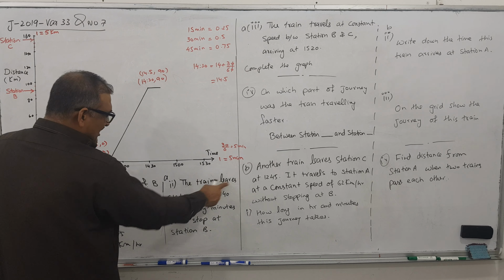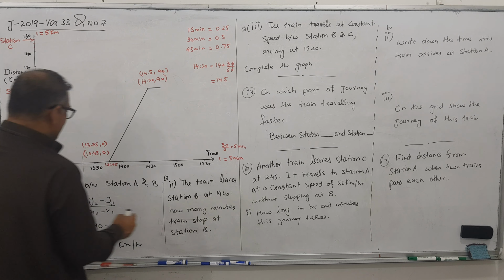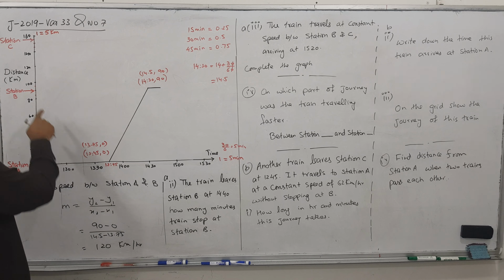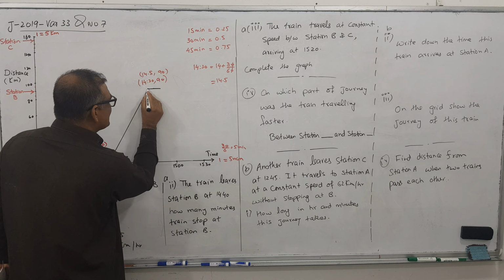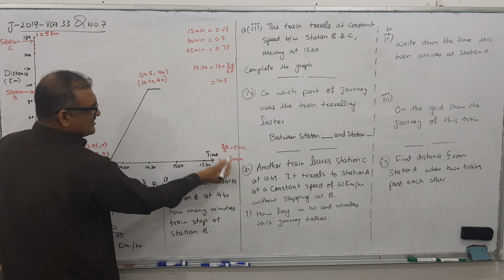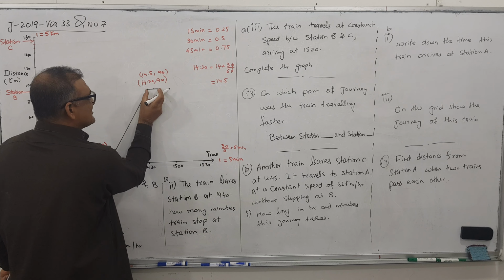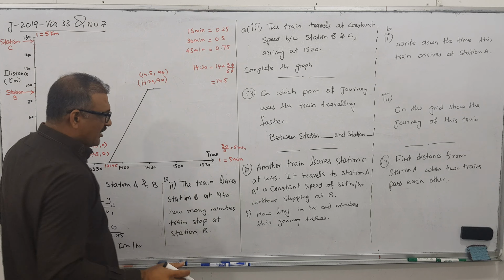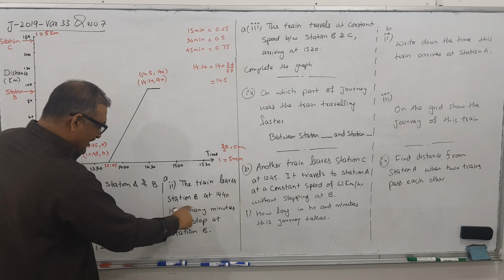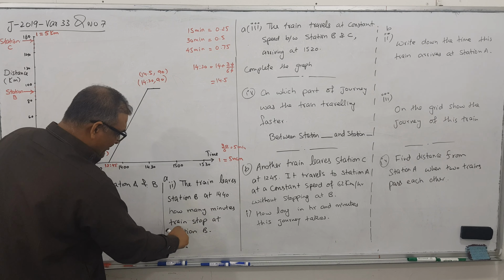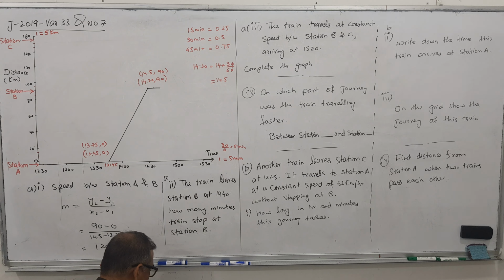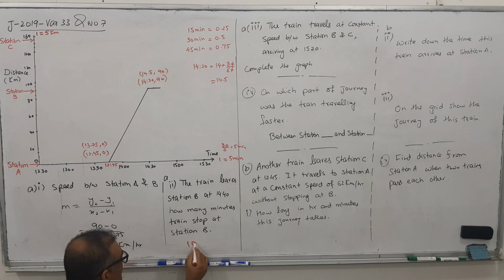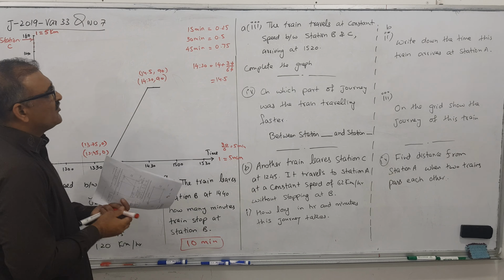Part B. The train leaves station B at 14:40. You can see here station B, with a 2 boxes gap. One box is 5 minutes, so the train stays here 2 boxes and then leaves from here. He asks how many minutes the train stops at station B. 2 boxes, 1 box is 5, so the answer is simply 10 minutes. Okay, let's go for the next one.